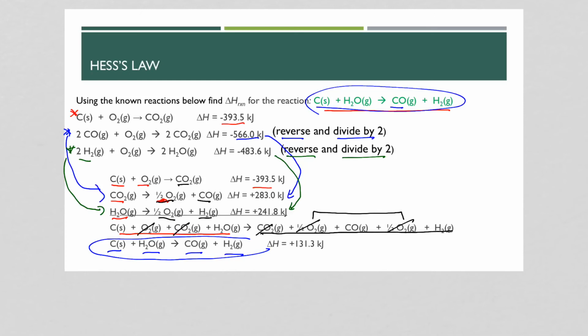Now it's just simply a matter of adding up the terms. So I got the sum of all of these, add up these numbers, and you get the delta H of the reaction, 131.3 kilojoules. So by using these 3 equations that I know the delta H of, I can get to the delta H of this overall reaction using this principle of Hess's law.